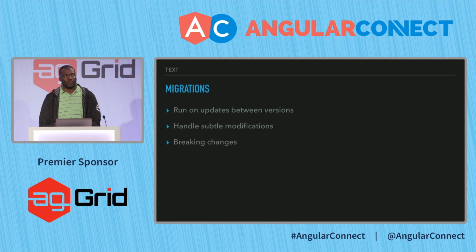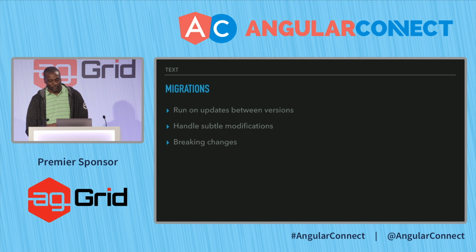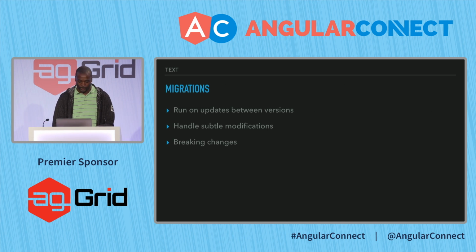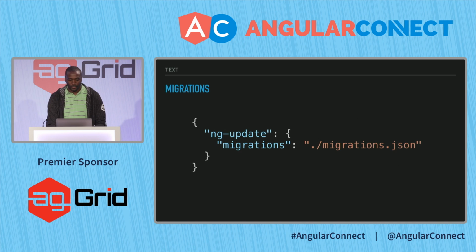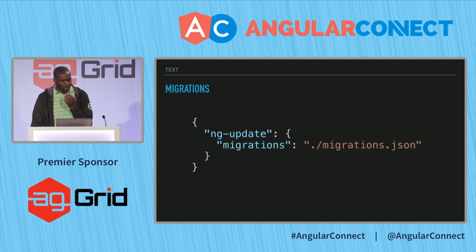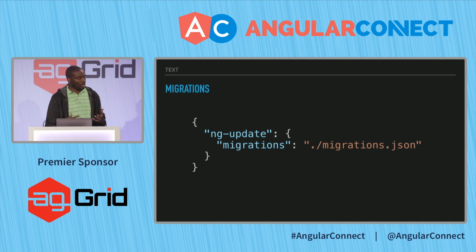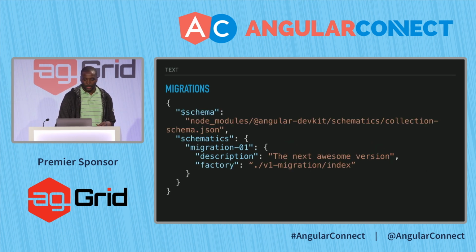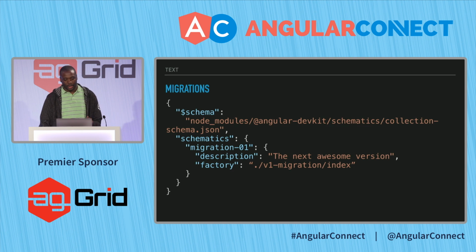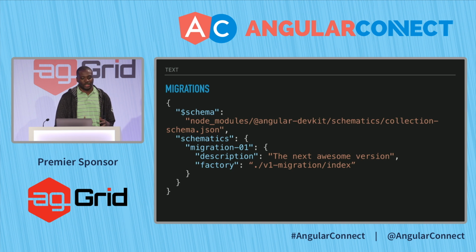So migrations can give you a way to migrate those changes, like I said, whether it be file updates or transforming files through AST changes. So the same pattern here, you have ng-update, and it points to a migrations file in your package.json. And if we look at the schema for a migration, it looks pretty similar to a schematic.